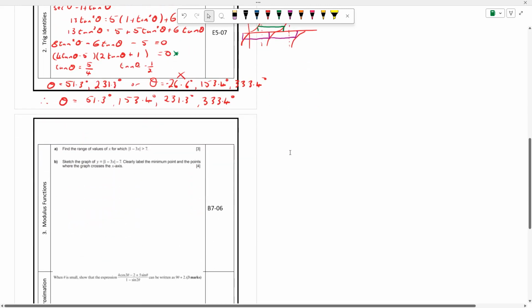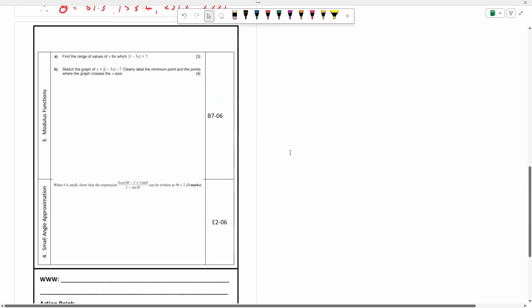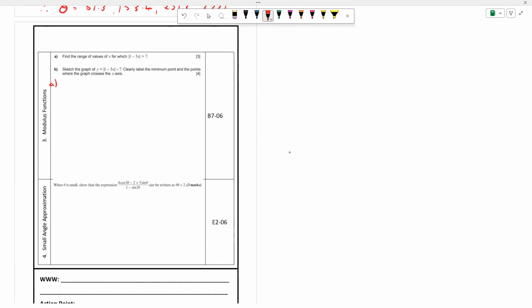So for question 3, we've got the modulus function. I want to find the range of values which satisfies this inequality here. So we'll solve that bit first. I've got the modulus of 1 minus 3x, and that is greater than 7.